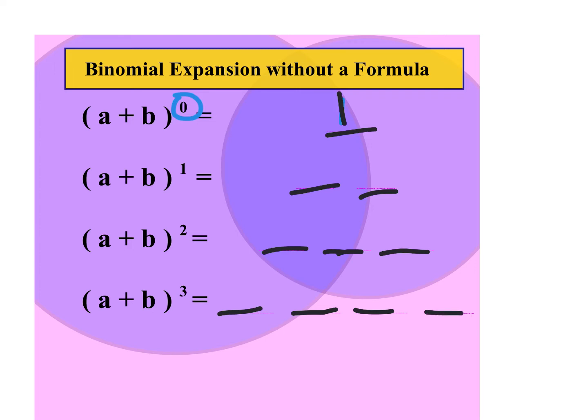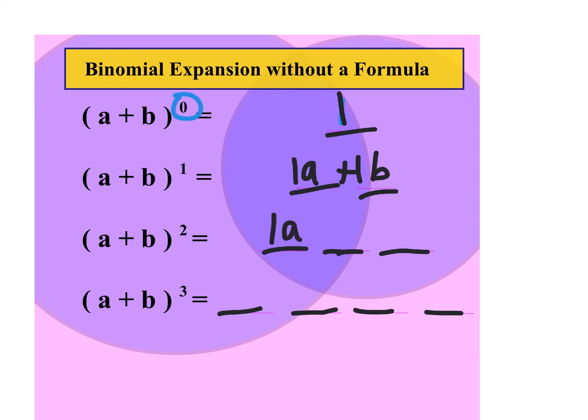All right, the next one is to the 1 power. A plus b to the 1 would be a plus b. And I'm going to make it more obvious that there's 1's involved. Would you agree it's 1a plus 1b? Now here's the pattern.